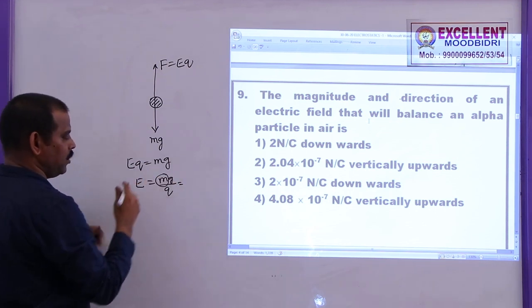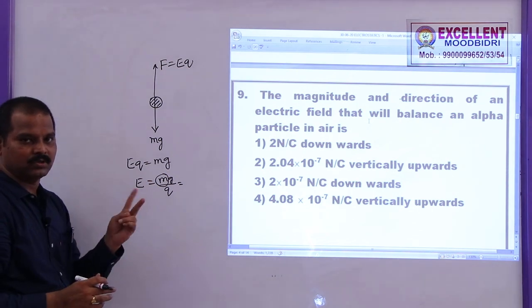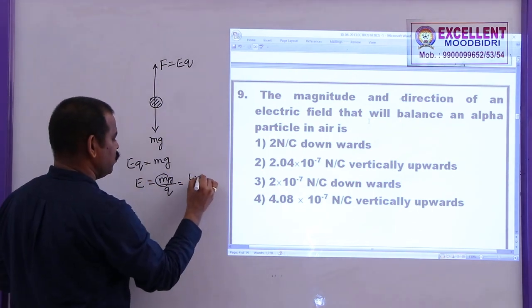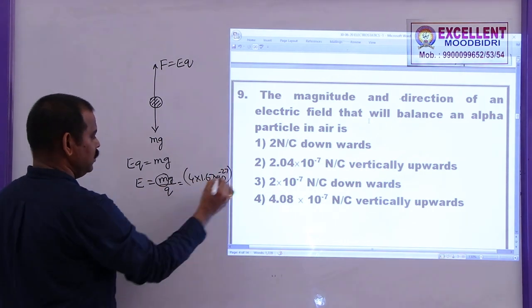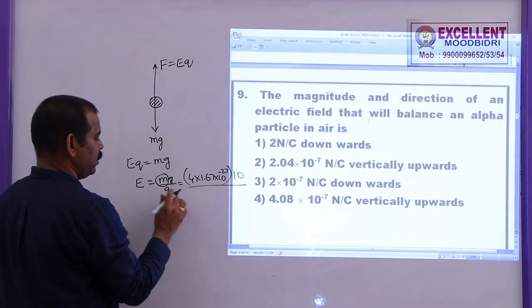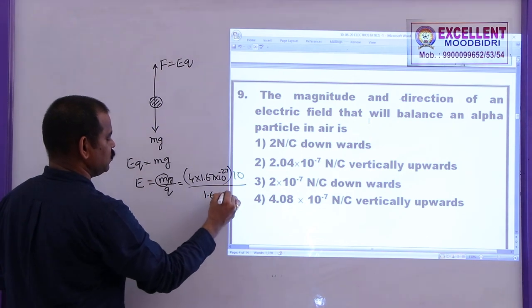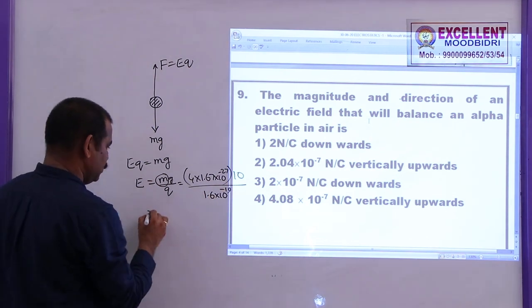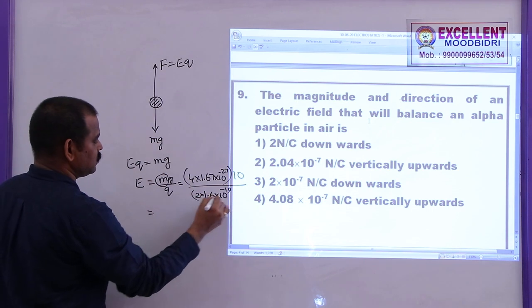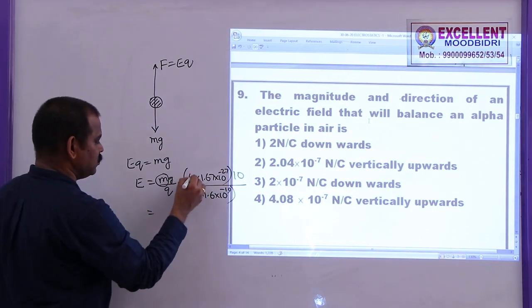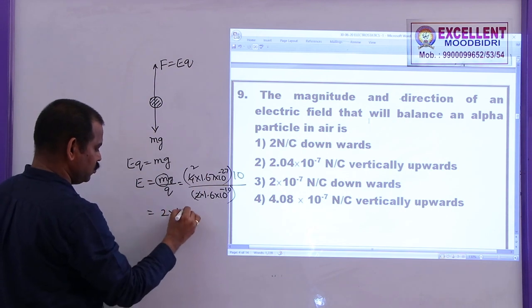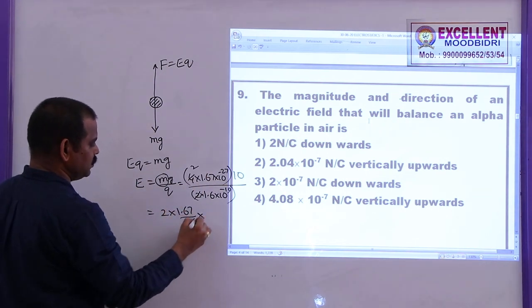What is the mass of the alpha particle? Alpha has 2 protons and 2 neutrons. This will be 4 into 1.67 into 10 power minus 27. g, let me take it as 10, and q is 1.6 into 10 power minus 19. Here the charge is 2 into 1.6, because it has 2 protons. Now you can cancel 2 and 2. So 2 into 1.6 by 1.67 by this.